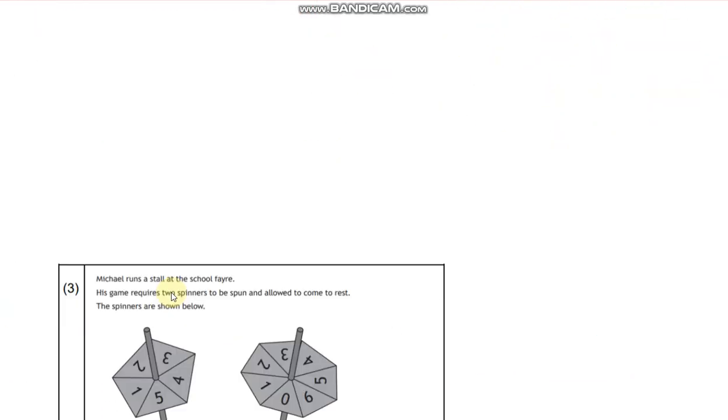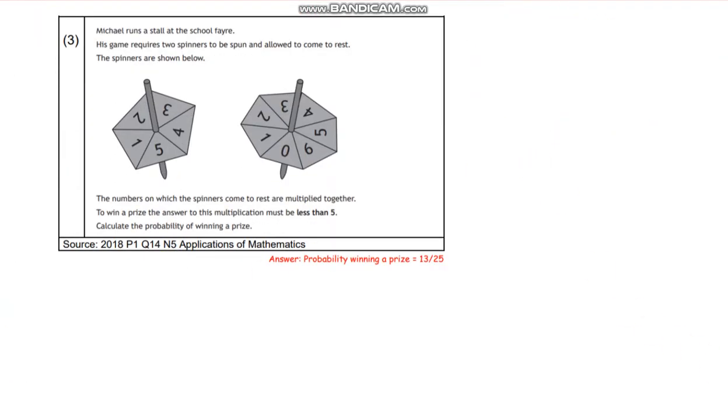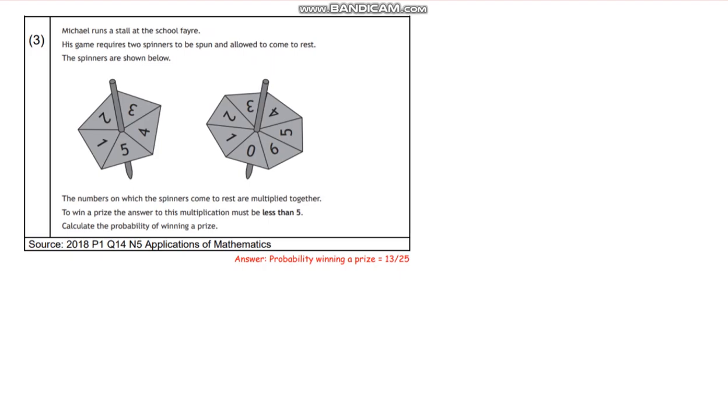I'll go down, there's another spinner question here, actually, we'll do this one. So, 2 spinners, the numbers they come to rest on are multiplied together, so it's the same idea, and to win a prize, now it's going to be less than 5. So let's do the same thing again. I'll just zoom in. I've got 1, 2, 3, 4, 5. That's one of the spinners.